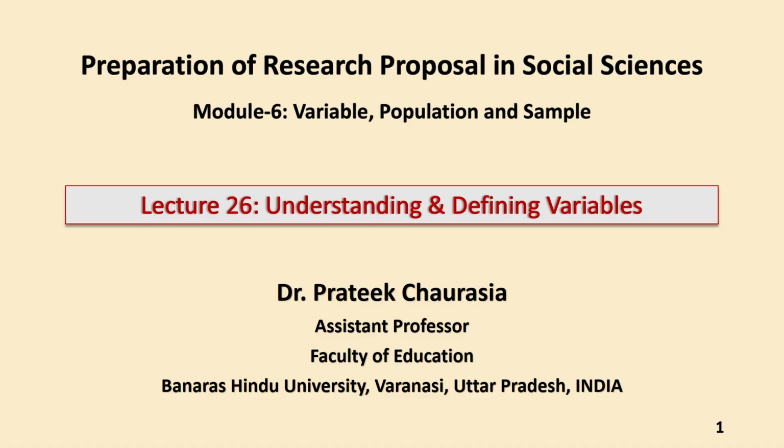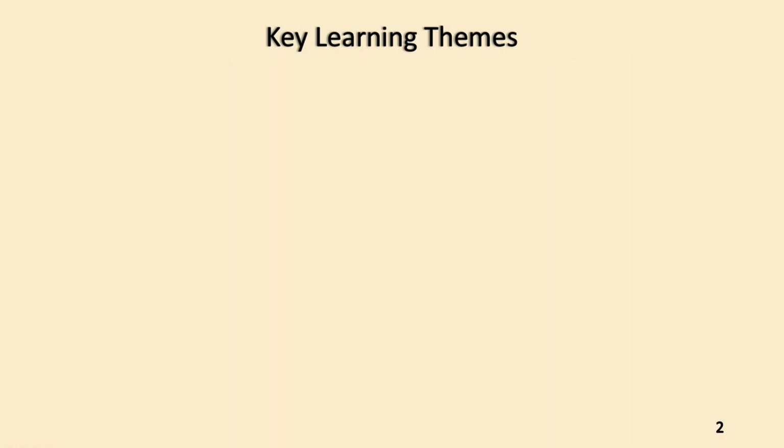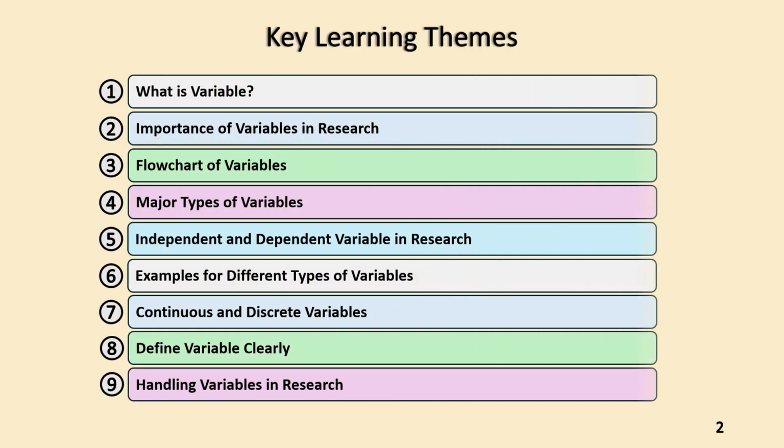So, let us begin. Key learning themes for today's lecture. What is a variable? Very important, that let us understand the conceptual understanding of variable, importance of variable in research, flow chart of variables, major types of variables, independent and dependent variable in research, example of different types of variables, continuous and discrete variables, define variable clearly, and handling variables in research.